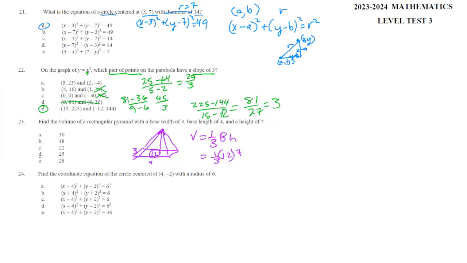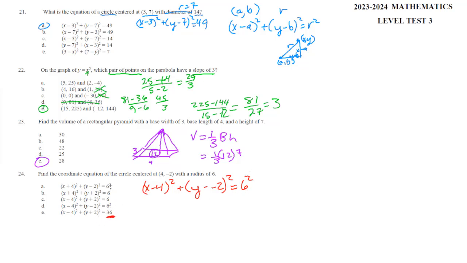So that's 28. 1/3 times 12 is 4 times 7. Number 24. Find the coordinate equation of the circle centered at... it's just like number 21. (x - 4)² + (y - (-2))² = radius, which is 6, so radius squared. So we've got to have (x - 4)² + (y + 2)² = 36.